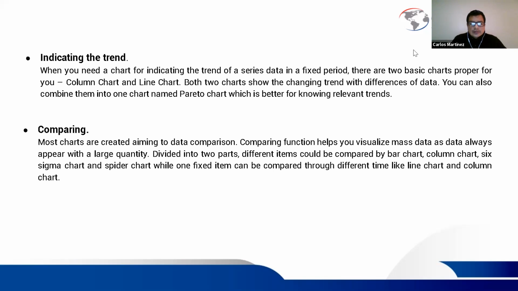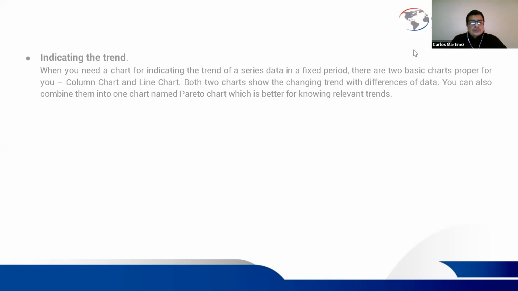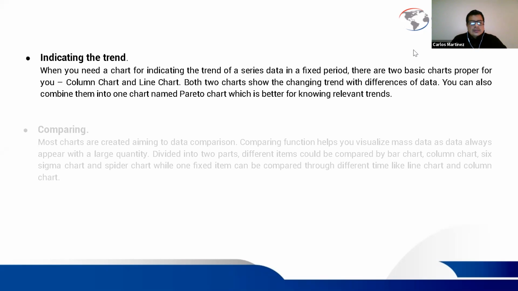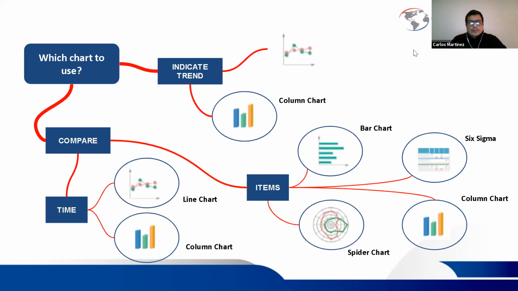So these are the five usages for charts, like I mentioned before: to present distribution, to visualize composition, to show the relationship, to indicate the trend, and to compare. Very good. Now I'm going to show you a mind map of what we use them for.